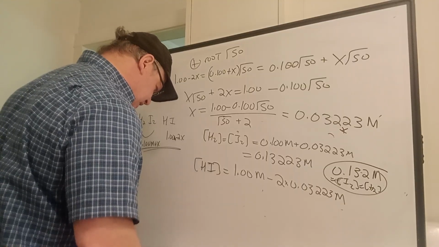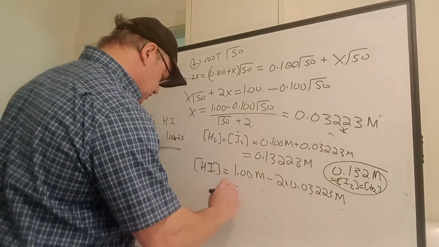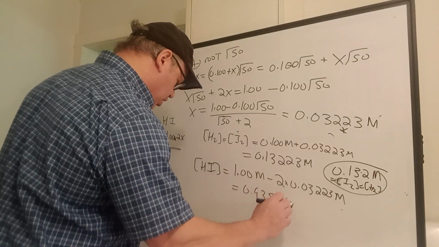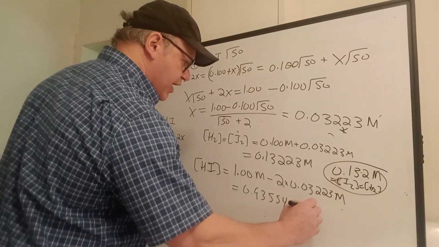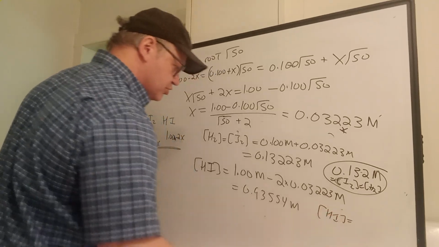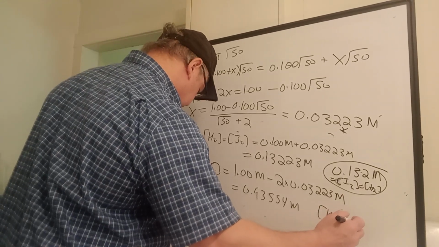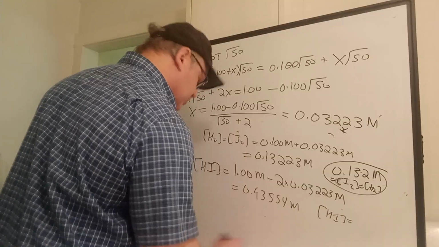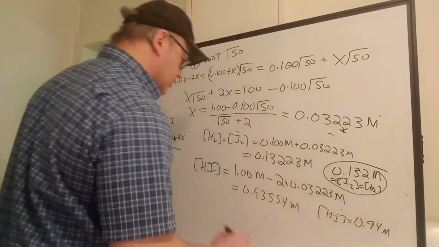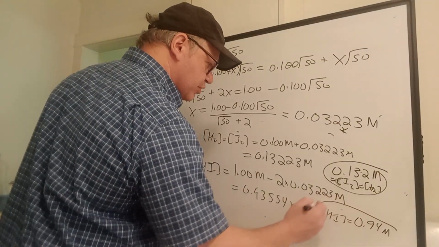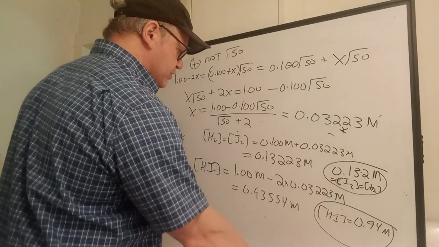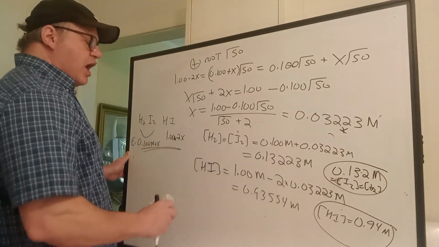Let me see what that is. That ends up being 0.93554 molar. That's too many sig figs for what the problem would want. That would be HI is equal to 0.94 molar, because we're limited to 2 places behind the decimal in this process from initial. On an exam, I would say report the numbers to a certain number of sig figs.